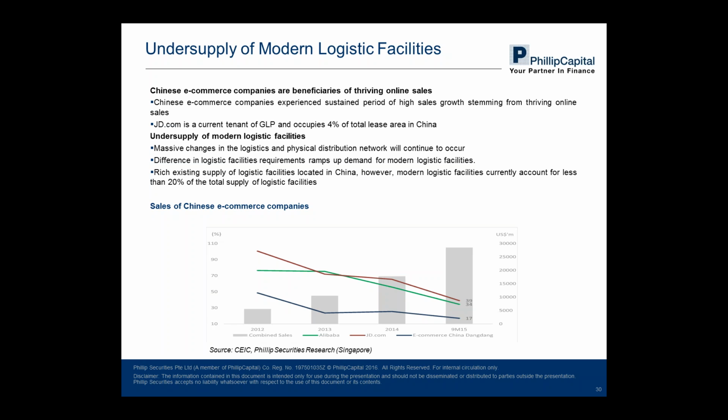If you look at a modern logistic facility, you could have as many as 240 doors in one facility, compared to a traditional one, which could be 6 or 12 doors. So therefore, older logistic facilities are not able to serve the newer ones.